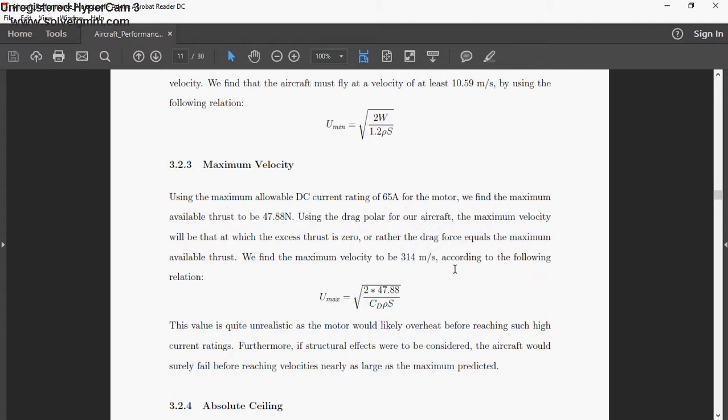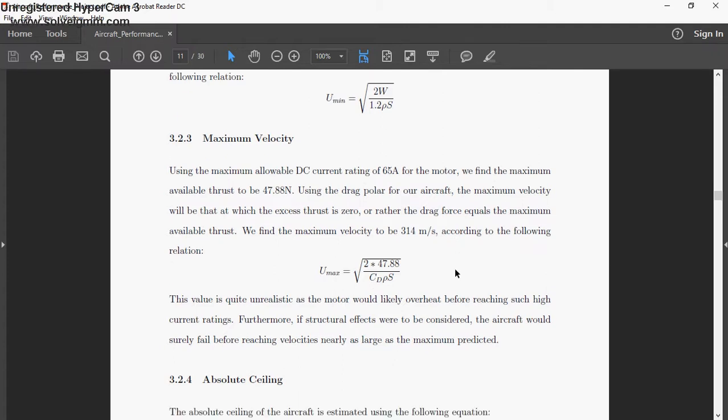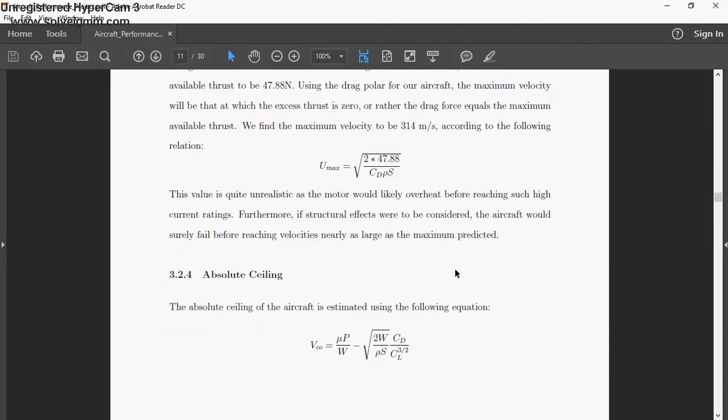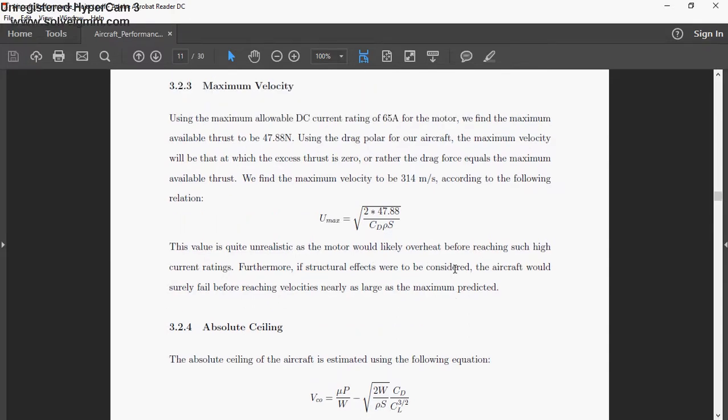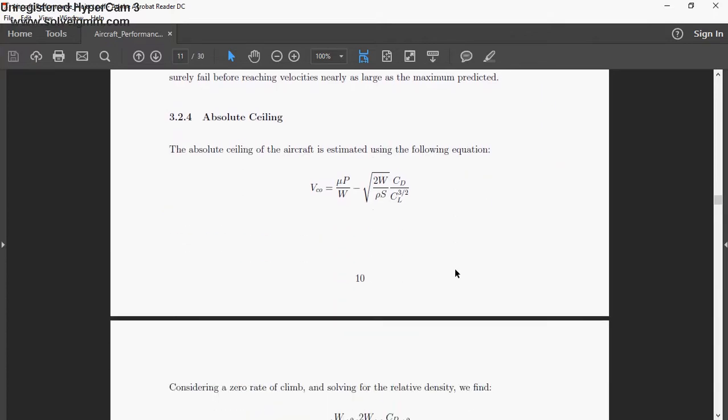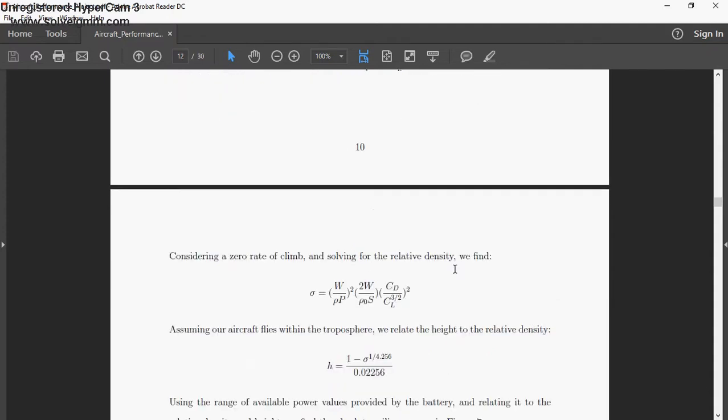The velocity found to be 314 meters per second is considered to be quite unrealistic because the motor would likely overheat at such high current ratings. Also, the structural integrity of the aircraft would likely break down far before reaching such high velocities. For the absolute ceiling, we first took the climb rate equation of our aircraft and then found the relative density. We then used this relative density and found the height, assuming that we were flying in the troposphere.